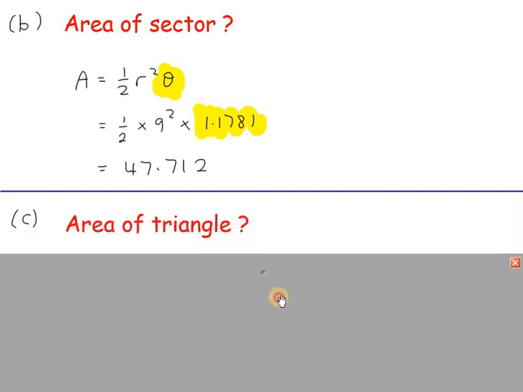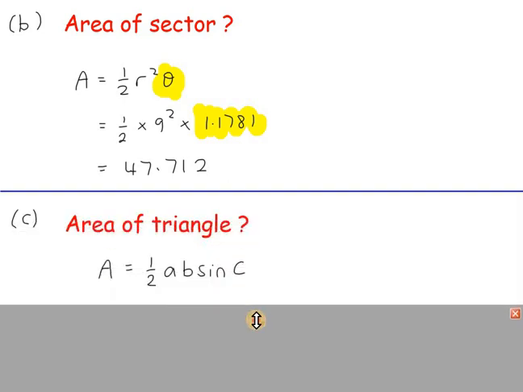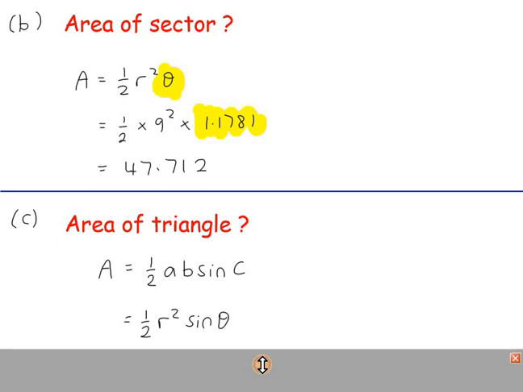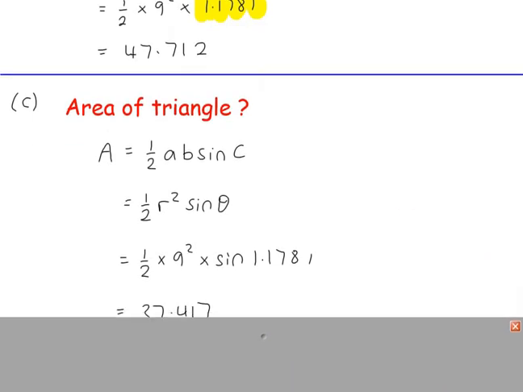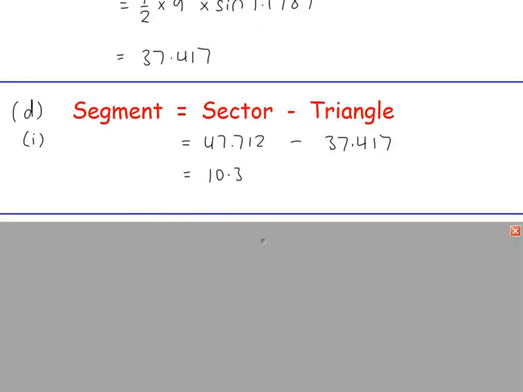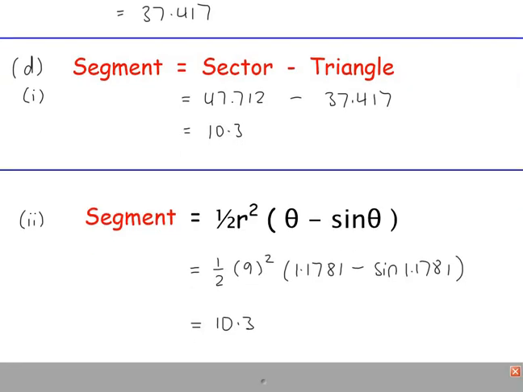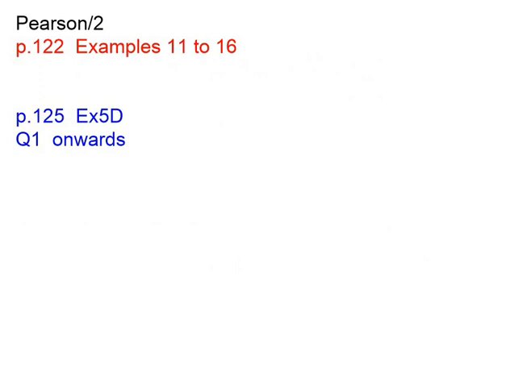We can calculate the area of the triangle, half AB sine C, where A and B are both the radius, so half r squared sine theta. And then if we subtract the area of the triangle from the area of the sector, we get the area of the segment. Or we can use the formula that combines them both together in one convenient form. Same final answer. For practice, try these questions.